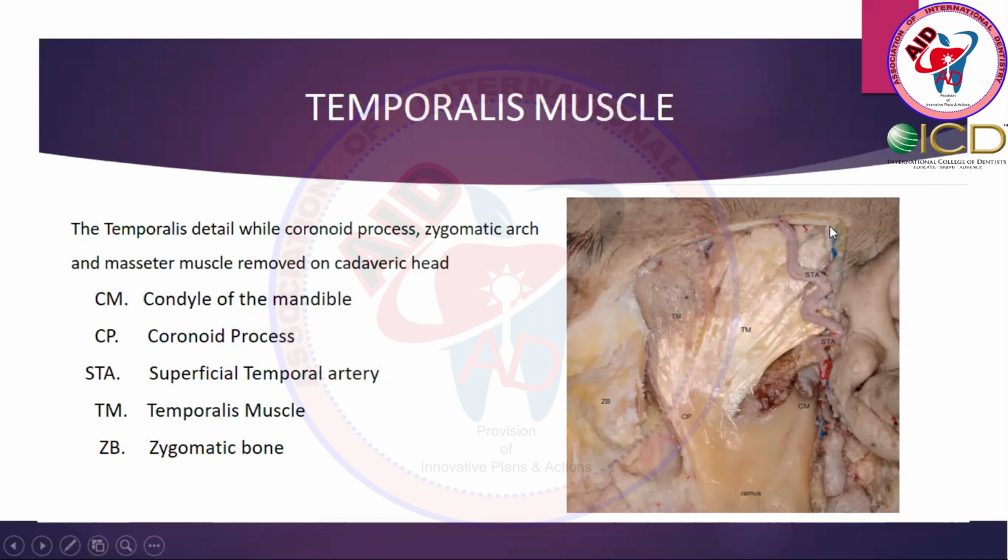It's a posterior one, a big fan, and that is the anterior head of the temporalis muscle. This whole thing, starting from here till here, is the whole temporalis muscle. This is posterior, this is anterior, and that is the superficial temporal artery, which is crossing over the posterior aspect of the temporalis muscle. That is the orientation you must have.